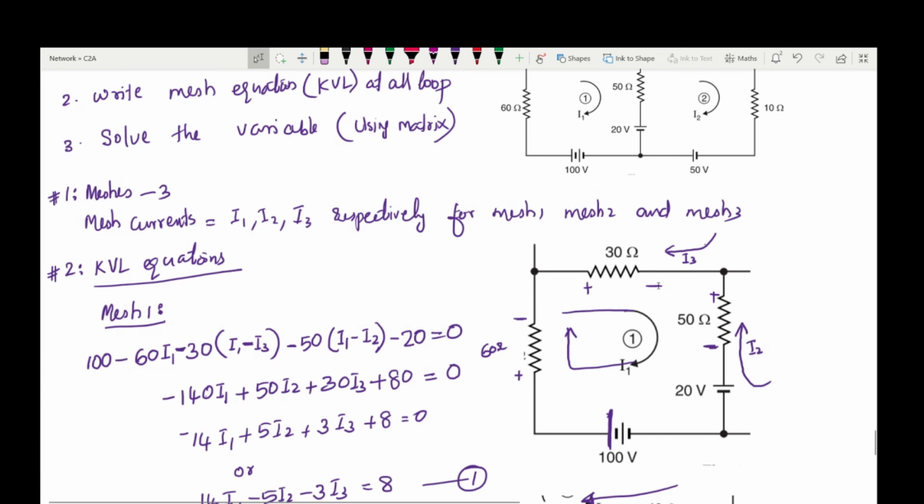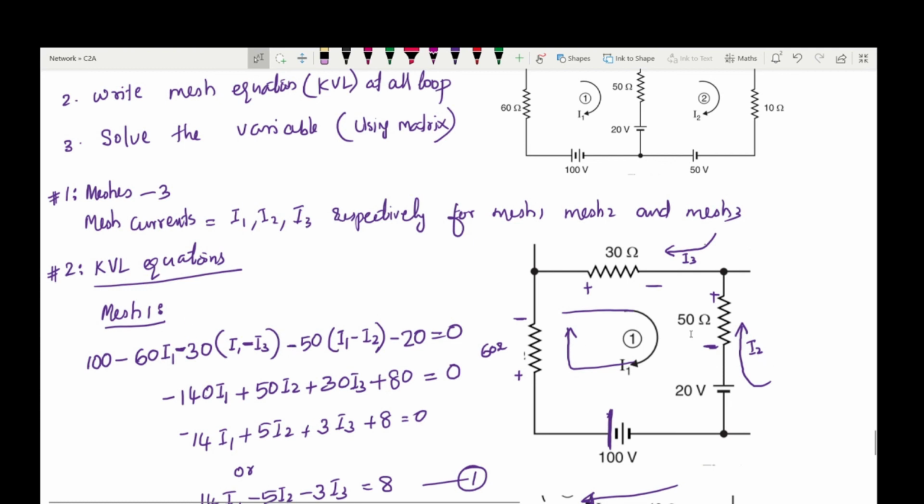In a similar way, let's take the second terminal polarity for fixing the polarity of voltages in the closed path. Say we are starting from this potential, that is 100 volt. The second point polarity is plus, so it is 100. Then 60, its sign is minus. What is the current? I1, so minus 60 into I1. Then 30 into what is the current? I1 minus I3. Here this minus will come.